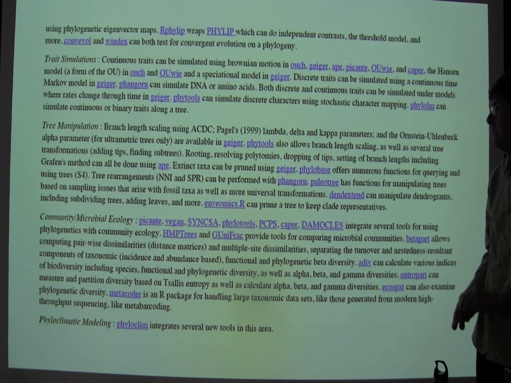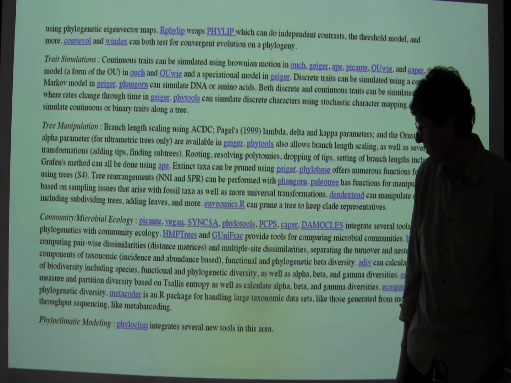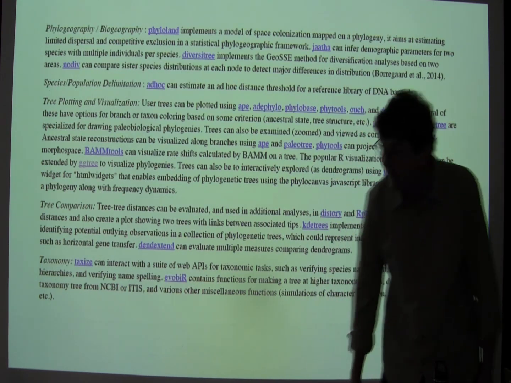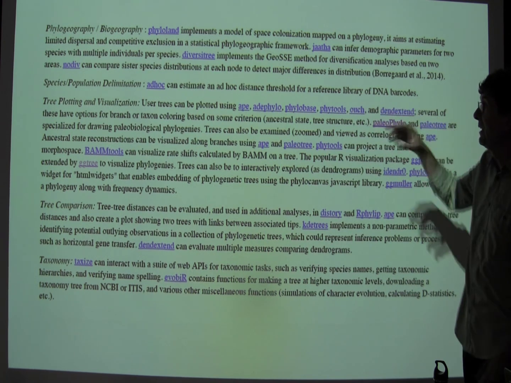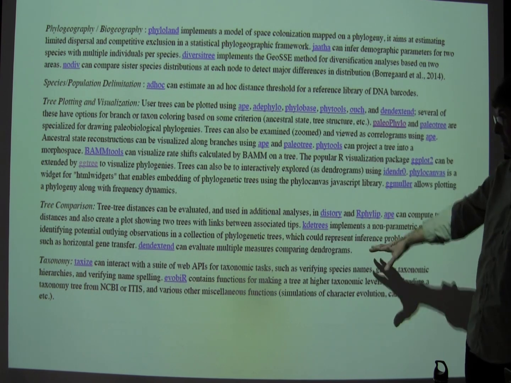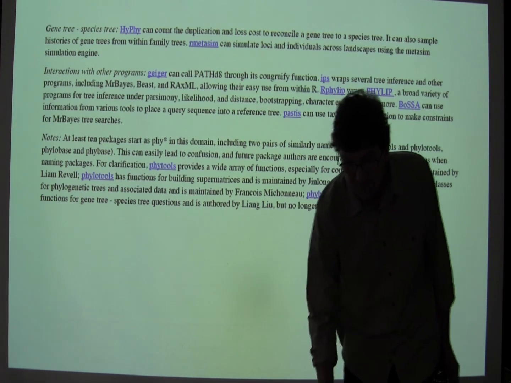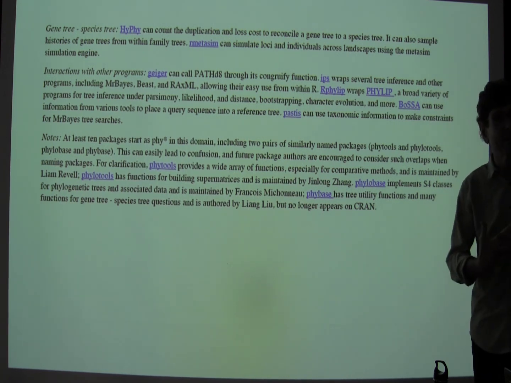Trait simulations, tree manipulation, community microbial ecology uses phylogenetic trees. Phyloclimatic modeling. It just goes on. Phylogeography, population species delimitation, tree plotting and visualization, tree comparison, taxonomy. Gene tree, species tree, interactions with other programs, notes. You get the picture. I've made my point.